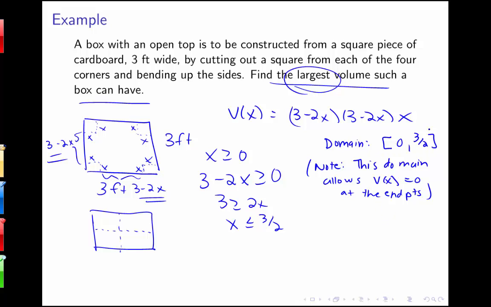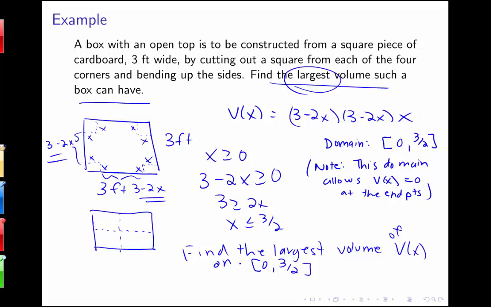And this will give us an opportunity to see how we can use the closed interval method on this type of domain. So I'm interested now in finding the largest volume of V(x) on this interval from 0 to 3/2. By reducing it to this problem, it now looks like a section 4.1 problem, where we want to find the absolute max of this quantity over this interval.